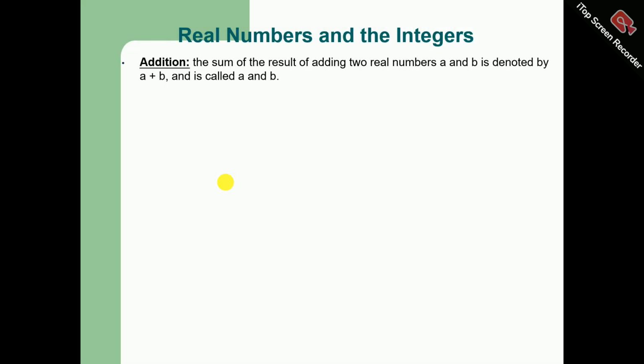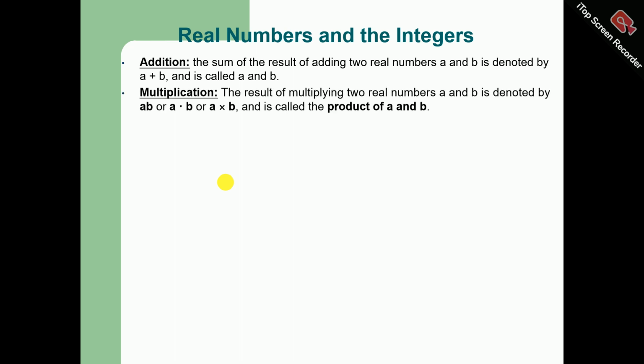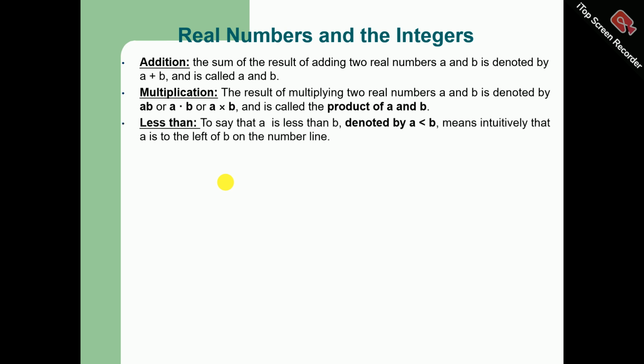We may discuss the sum of two real numbers. The result of adding two real numbers a and b is denoted by a plus b and is called the sum of a and b. Similarly, the multiplication of two real numbers a and b is denoted by ab, or a times b, or a cross b, and is called the product of real number a and real number b.